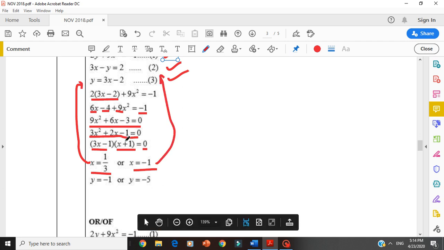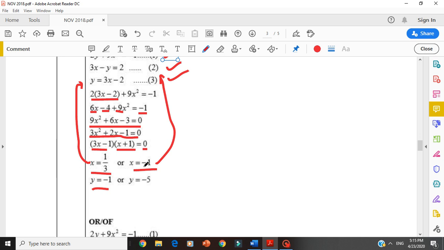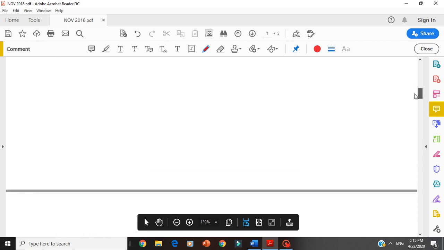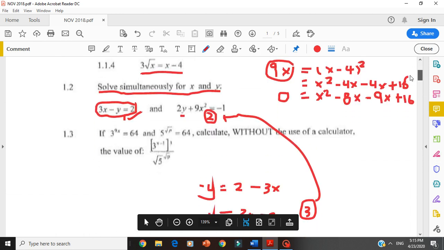And notice that if you substitute that in, 3 times 1 over 3 will give me 1. 1 minus 2 is minus 1. No, sorry. If you substitute minus 1 times 3, you'll get minus 3. Minus 2 is minus 5. Okay, so that's how you get minus 5. Okay, so going back up.